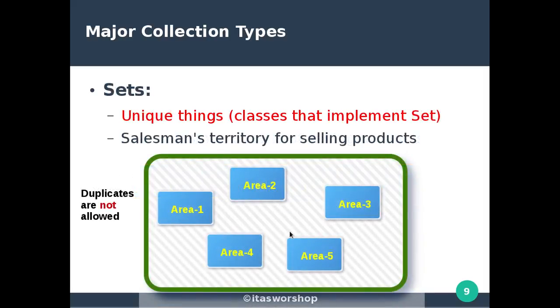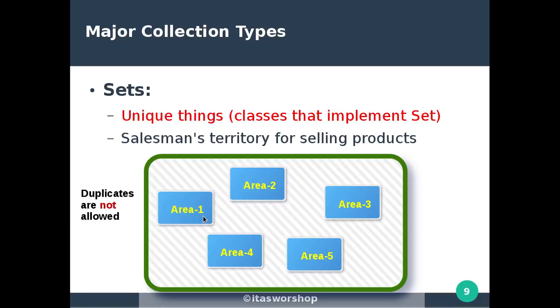Then we have something known as sets. So sets are unique things, which means duplicates are not allowed. If we consider the salesman example again, it is a common scenario that two salesmen can take a common route when they are going out, but their area of selling will always be different. One salesman is selling his product in area 1, and he won't like to interfere in the area of another salesman. So they divide the city into their respective areas or territories, and one salesman won't interfere in the territory of another.